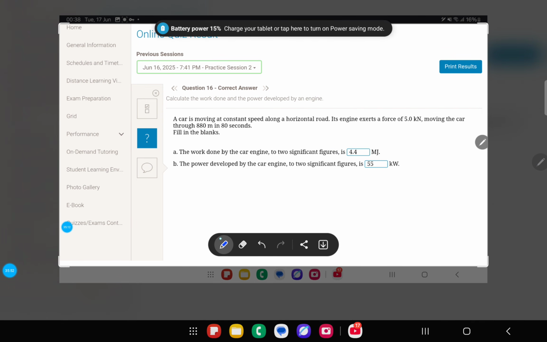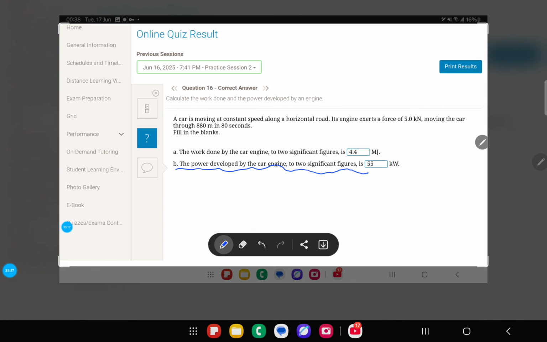Now for part B. The power developed by the car engine to two significant figures is what? Okay, they want power. So power, we know it's work in joules over time in seconds. We have work, which we got. So wait, never mind. They want it in kilowatts, so we just keep it in kilojoules. Okay? You always look at what they want at the end. They want it in kilowatts, so keep it in kilojoules. You don't need to convert it to joules.